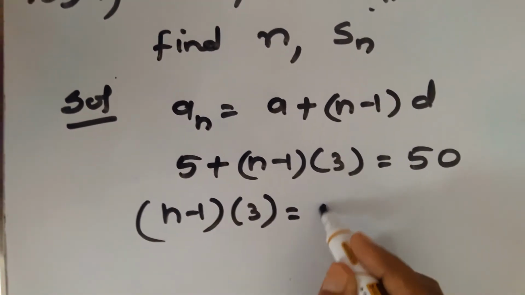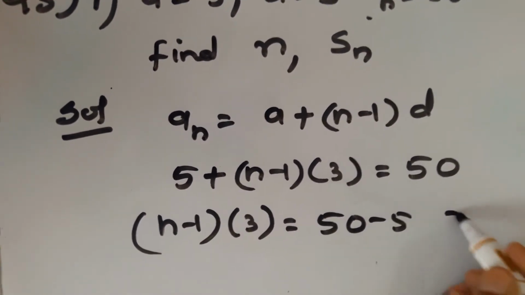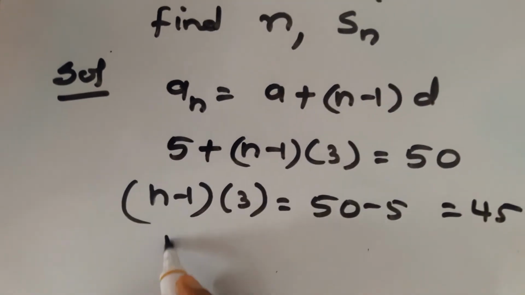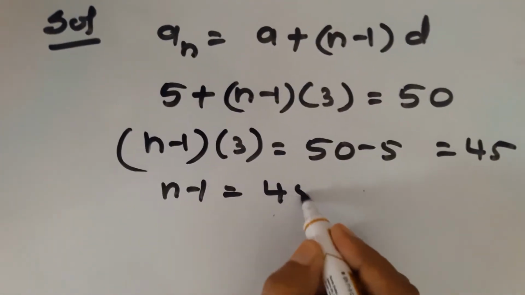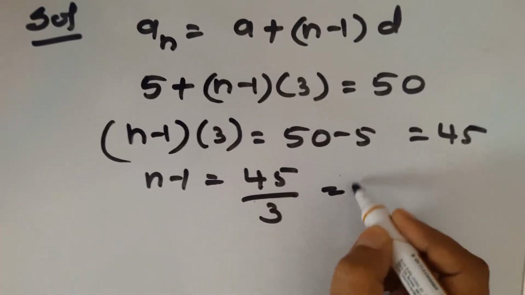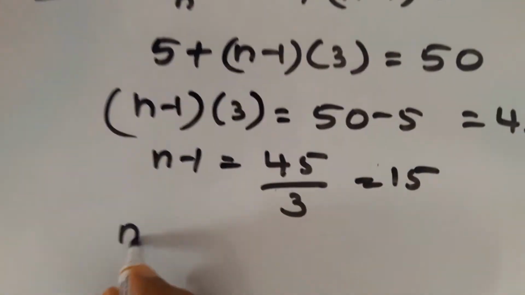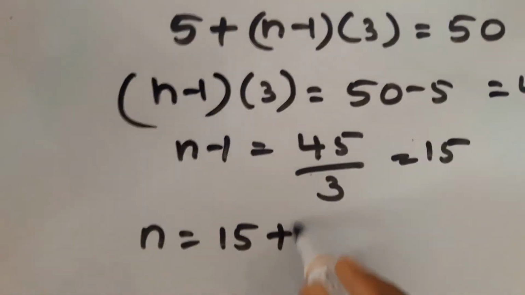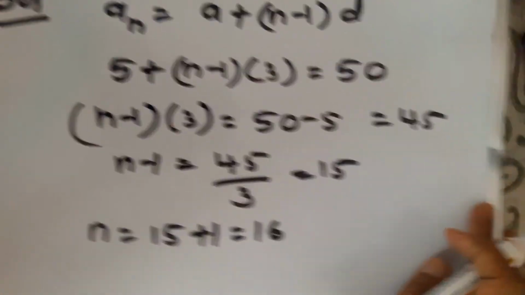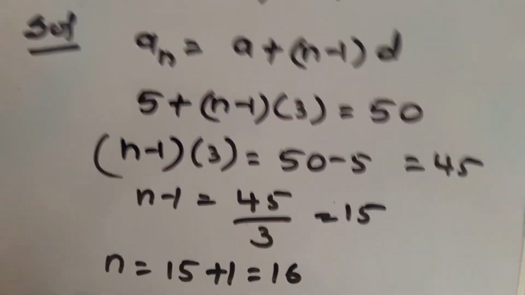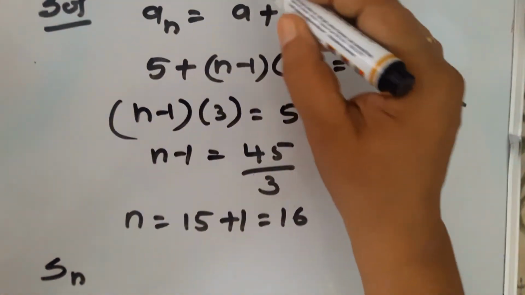This 5 you bring it to this side. So 50 minus 5, that is equal to 45. So N minus 1 will be equal to 45 by 3. That is 15. So your N will be equal to 15 plus 1, that is 16. Okay. Now we have to find out Sn. N we found out. Over.